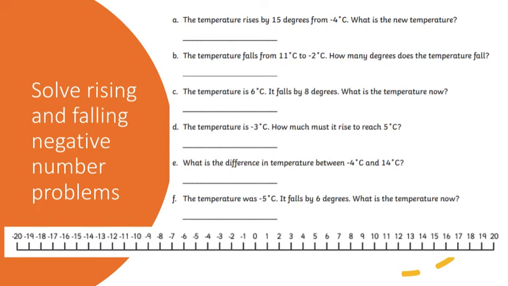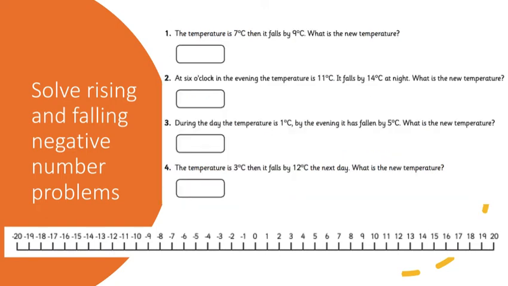Excellent, well done. We'll be looking at the answers tomorrow. And our next screen, 4 more problems, fairly similar to the last ones. The temperature is 7 degrees C, then it falls by 9 degrees C. What is the new temperature? So you're on 7 and you're falling, it's going down 9 degrees. At 6 o'clock in the evening, the temperature is 11 degrees, but it falls by 14 degrees at night. What is the new temperature? So again, you're starting on 11 and it's falling 14 degrees.